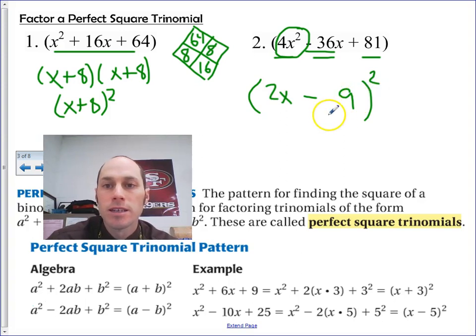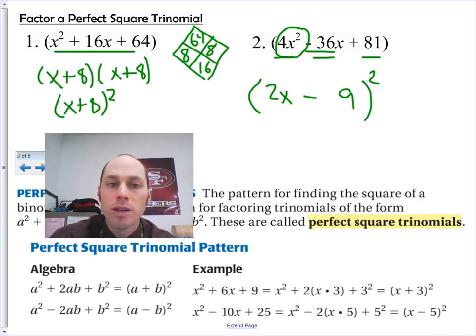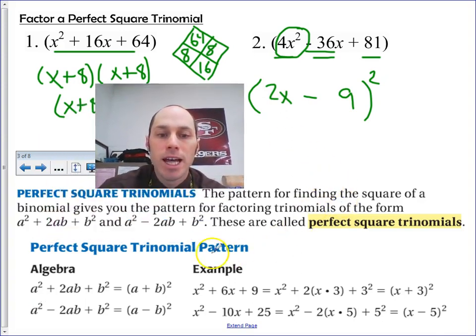2x minus 9 times 2x minus 9. Keep in mind I could have done that using the AC method, but if I can pick out my perfect square trinomial, it's going to save me a lot of time. So take a look at those examples down there and see if those make sense. You can ask about that in class.